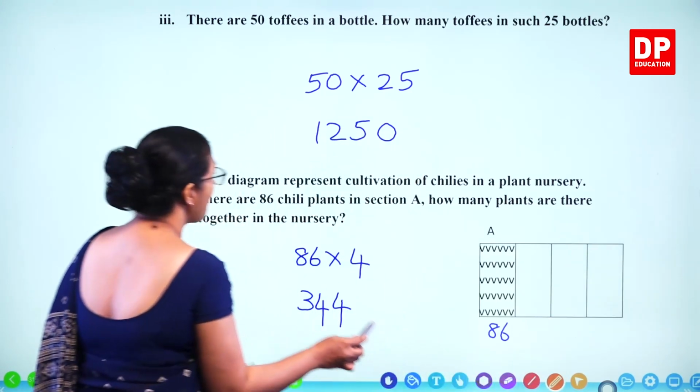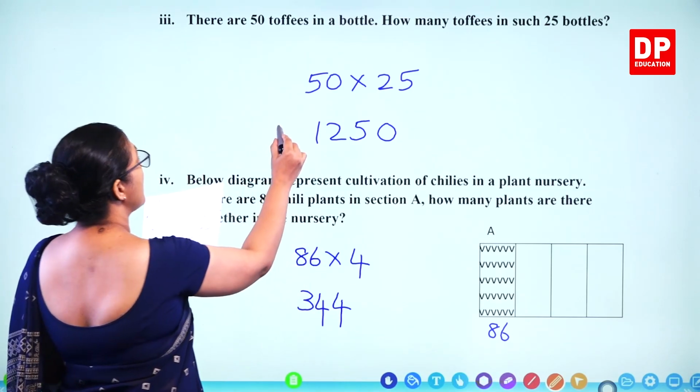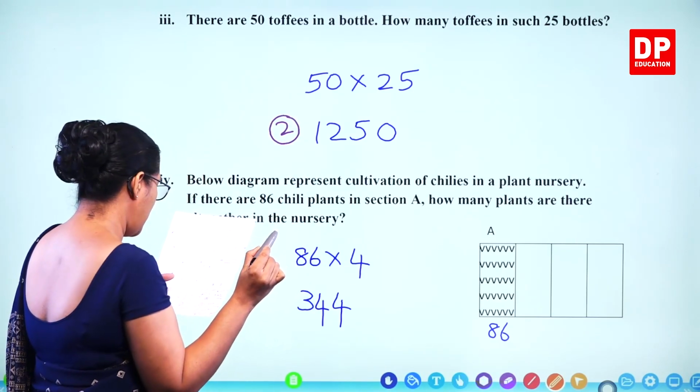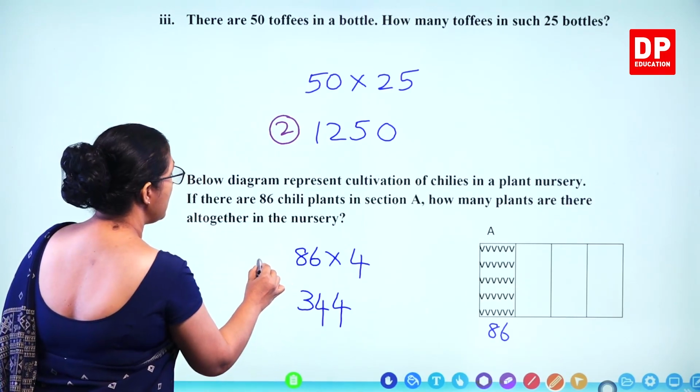Let's give marks. 1,250 you get 2 marks. And then 344, 3 marks.